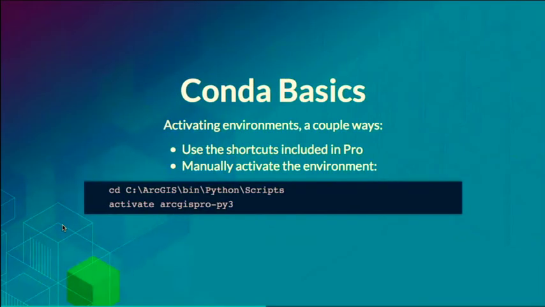You can also do it from the command line. You basically just go into the location, this ArcGIS bin Python scripts directory, and then you can run this activate command. This is part of conda. And then we also have some helper scripts, one called proenv that does the same thing, but always for the active environment that's driving ArcGIS Pro. And then we have one called propy that does the same thing of getting you into the Python environment.